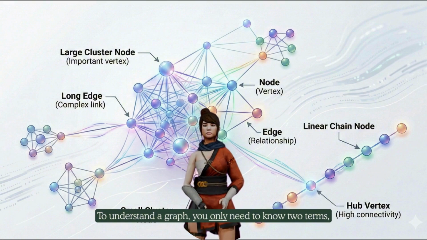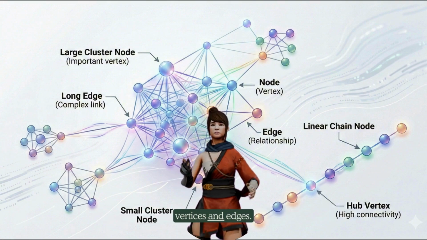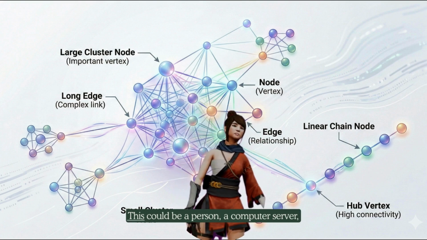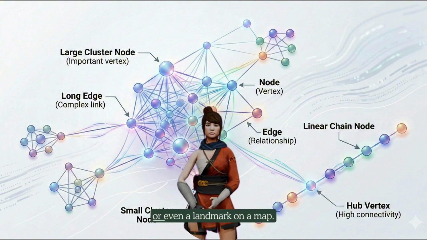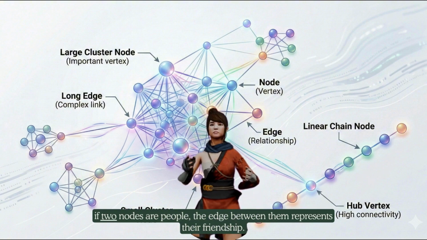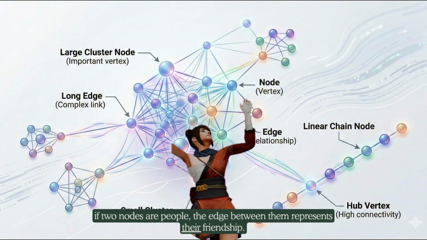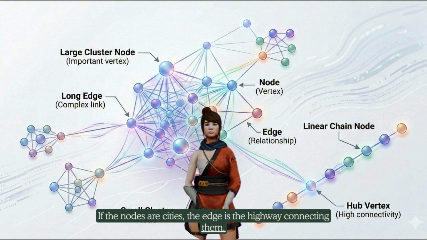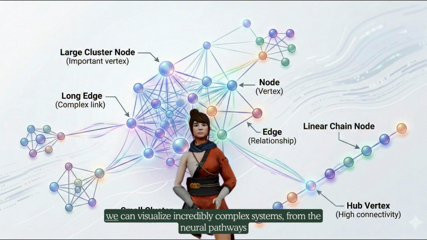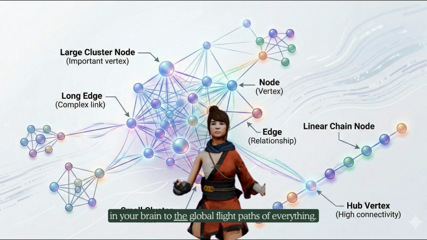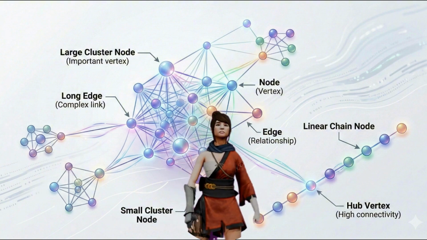To understand a graph, you only need to know two terms: vertices and edges. Think of a vertex, or a node, as a point of data. This could be a person, a computer server, or even a landmark on a map. An edge is the line that connects them, representing a relationship. For example, if two nodes are people, the edge between them represents their friendship. If the nodes are cities, the edge is the highway connecting them. By mapping these simple components, we can visualize incredibly complex systems, from the neural pathways in your brain to the global flight paths of every airline in the world.